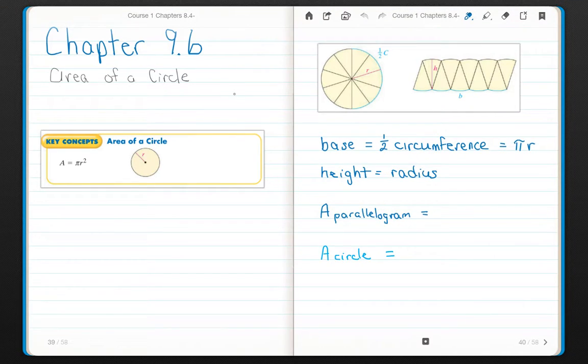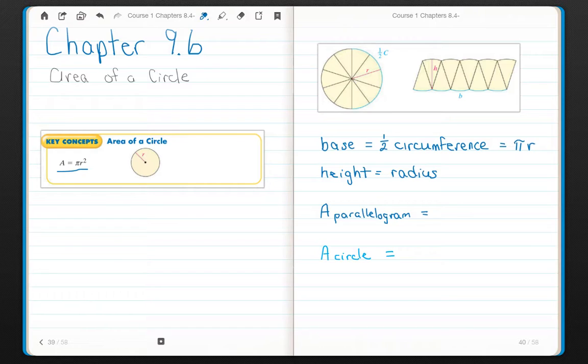Chapter 9.6, Area of a Circle. So our concept for today is the formula area equals pi r squared. Let's take a minute to look at where this formula comes from so that you can understand why the area of a circle equals what it does.